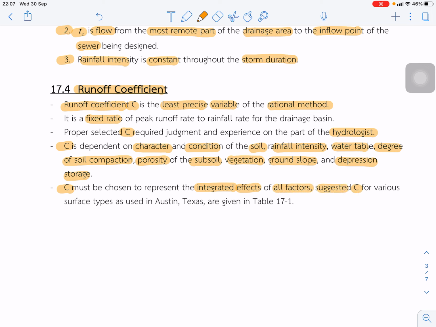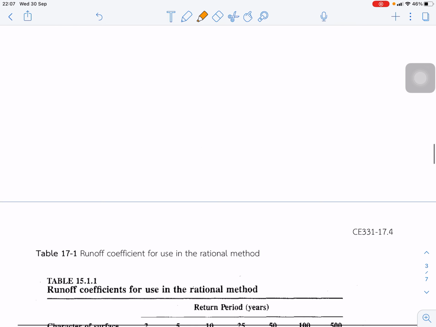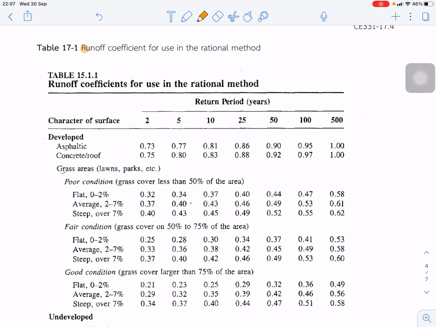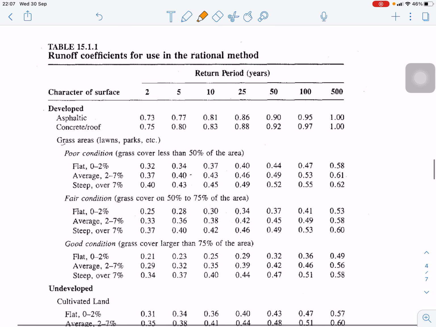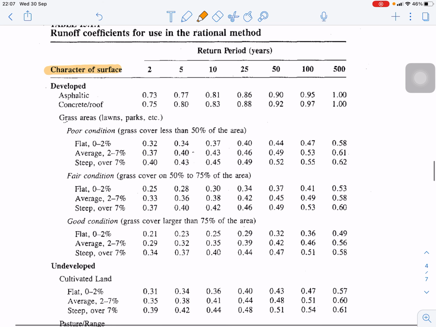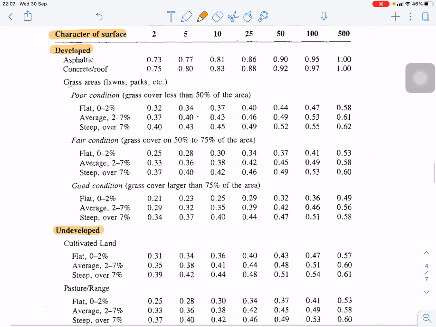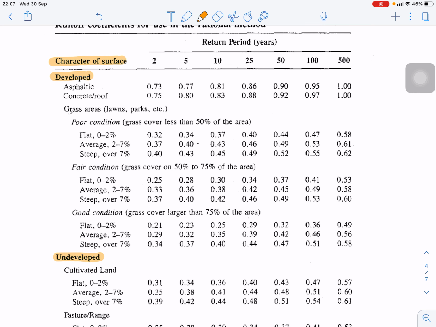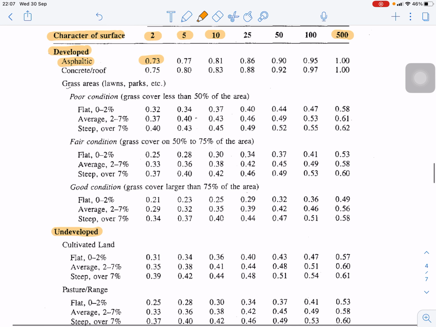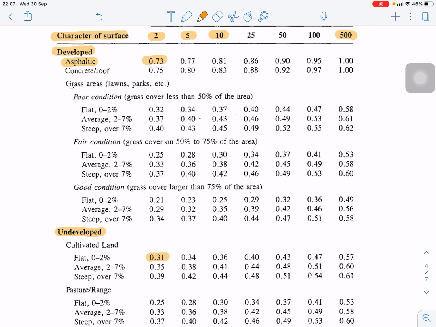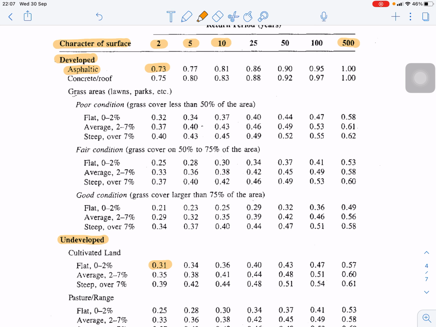Suggested C for various surface types as used in Austin, Texas, is given in the table. Here is an example of the coefficients from different characters of surface, developed area and undeveloped area. And for example, this one is for different return periods from 2 years to 500 years. For example, for an asphaltic surface, the runoff coefficient is 0.73, but for cultivated land it is 0.3. So in general, for developed areas, the runoff coefficient is higher than for undeveloped areas.